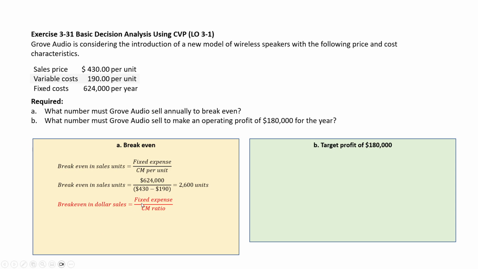Instead of dividing fixed costs by contribution margin dollars per unit, we could have instead divided it by the contribution margin ratio. If you recall, the contribution margin ratio, I show it here in the denominator, starts out with the contribution margin per unit, 430 minus 190, but to get it to ratio form, it divides it by the selling price, which would be $430. I'll tell you, if you calculate this out, it's not a nice round percentage, but if we then divide that into 624,000, we would need to sell $1,118,000 worth of those wireless speakers in order to break even.